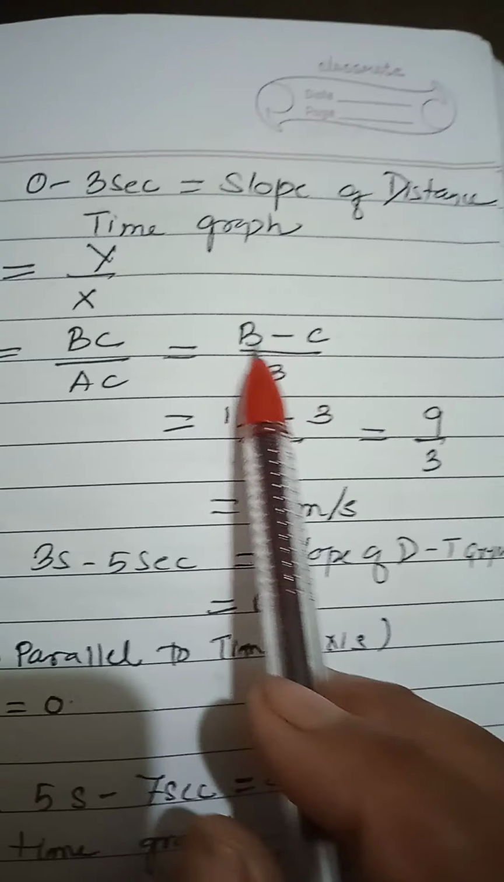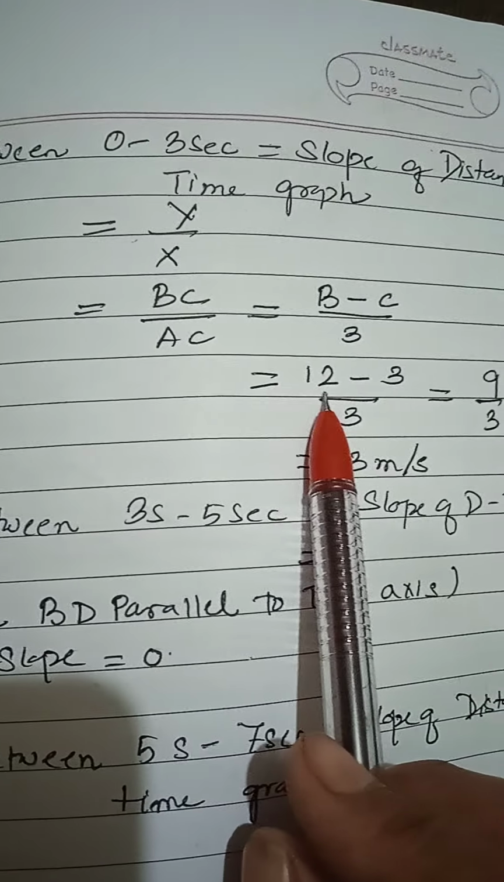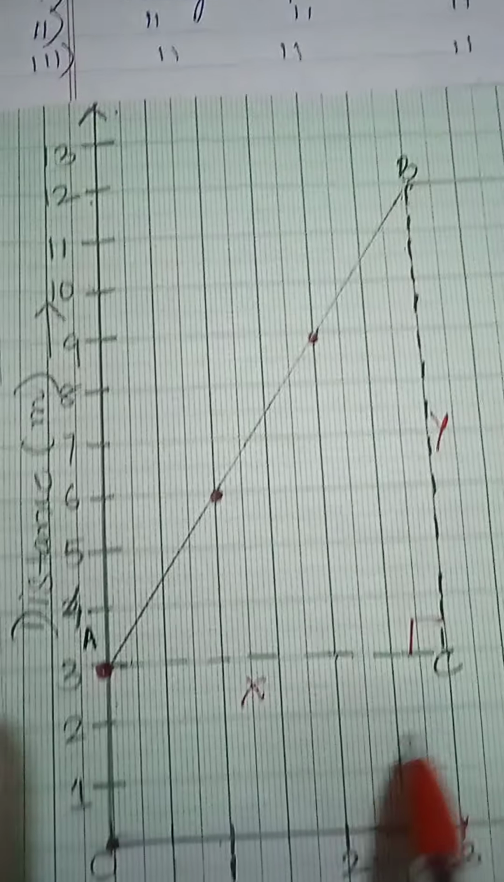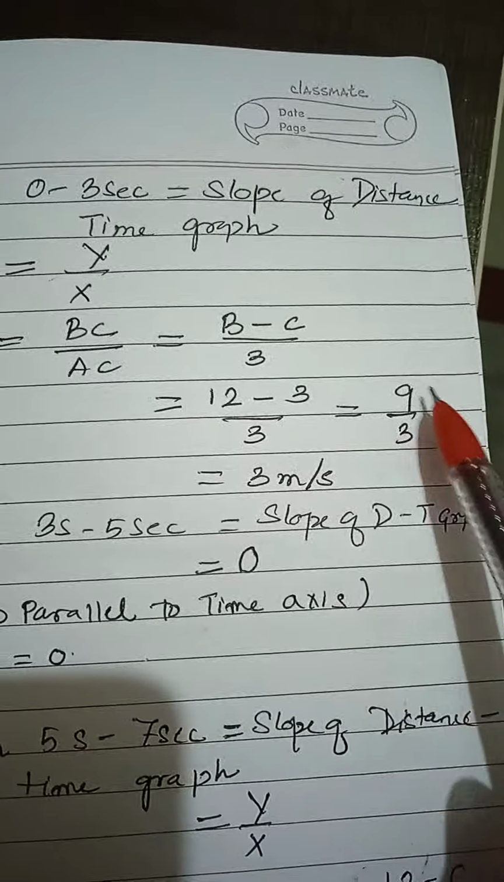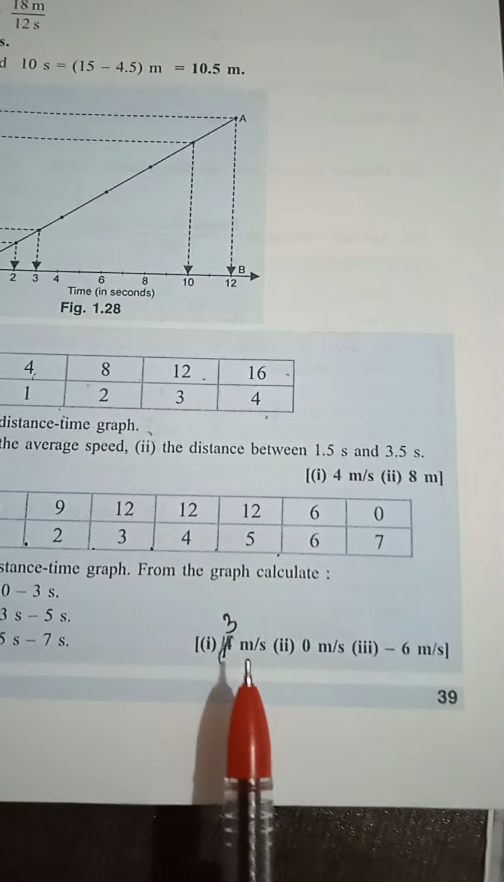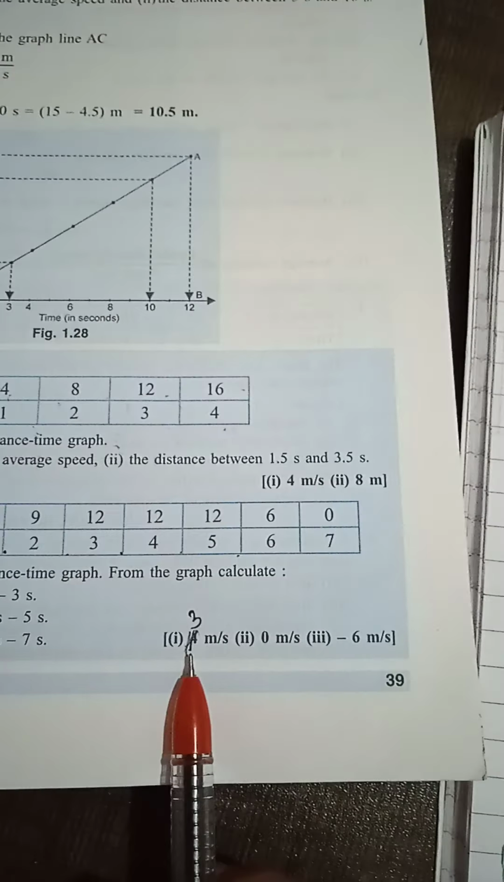So you can write it this way also: point B minus point C. Point B represents 12 and point C represents 3. So 12 minus 3 will be 9. 9 by 3 is equal to 3 meter per second. In your book it is given as 4 meter per second, which is wrong. Please make this correction. This one will be your 3 meter per second.